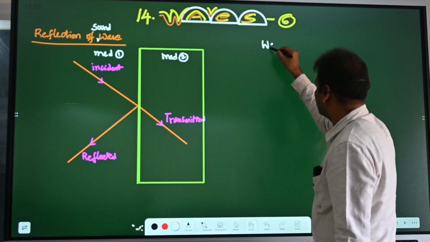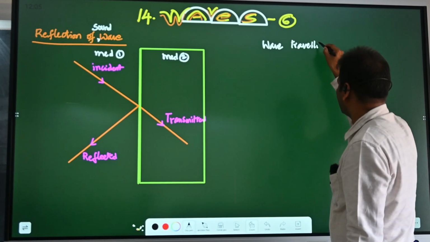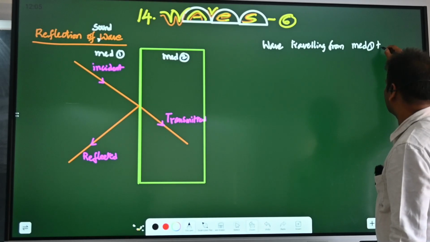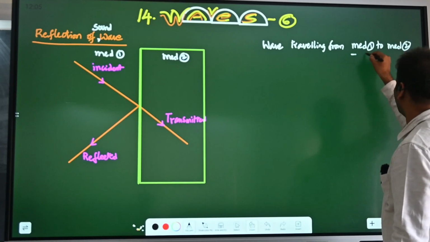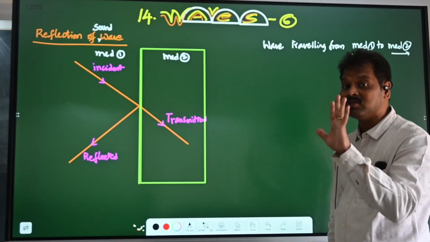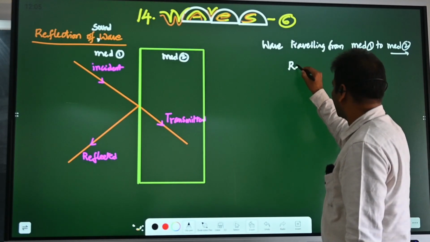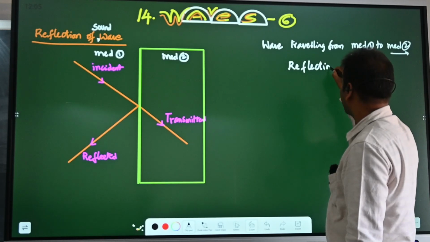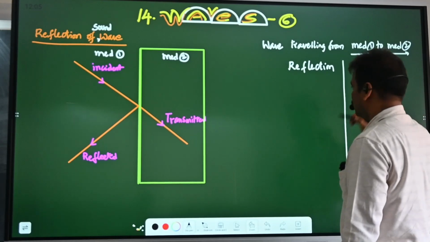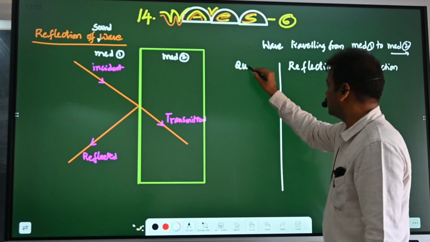So when a wave travels from medium 1 to medium 2, what changes can you see for this wave? I am just talking about wave, not light wave or sound wave. First, reflection. What happens we will see. And then refraction. Reflection, refraction. And here the physical quantity.